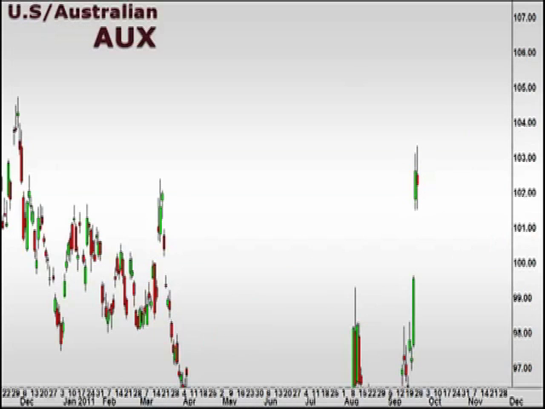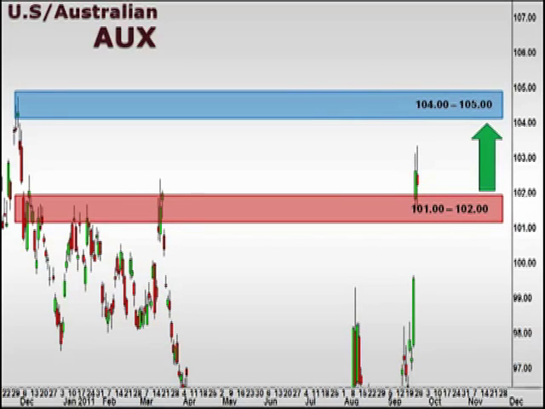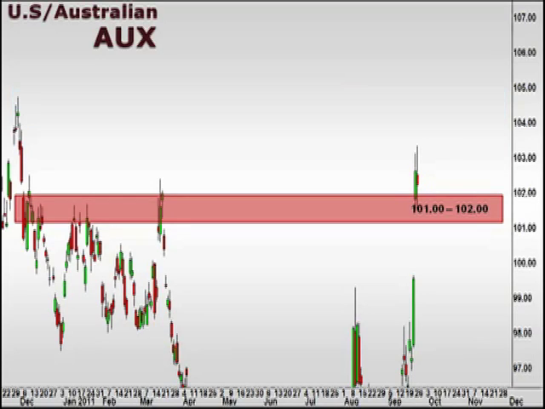Let's take a look at the AUX, the US dollar versus the Australian dollar. Well, the AUX has broken beyond the 101-102 resistance level, which now assumes the role of support. The next upside target sits at 104-105. However, we are open to a pullback to test support down within that 101-102 focal zone.